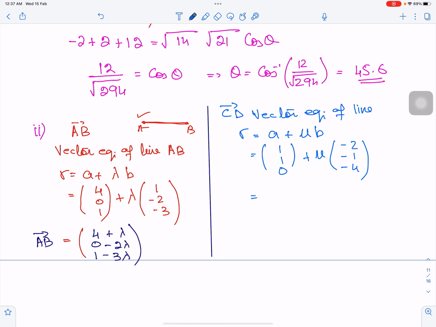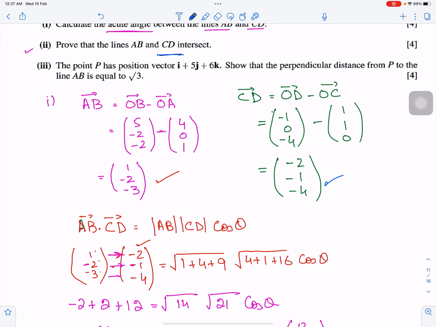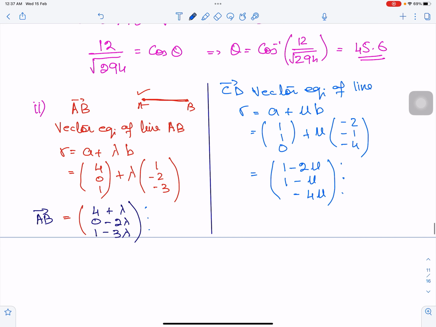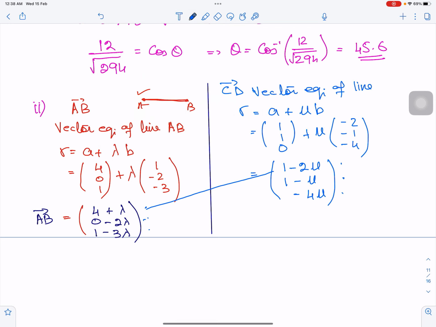So I will change it into XYZ coordinate. So it will be 1 minus 2 mu, 1 minus mu and 0 minus 4 mu. So now these are the XYZ coordinates on line CD and these are of AB, because we have to find out the intersection point according to the question. So what I will do, I will equate X coordinate with X and Y coordinate with Y. You can pick up any two. So suppose I am picking up this one and this one, okay? So I will solve them simultaneously.